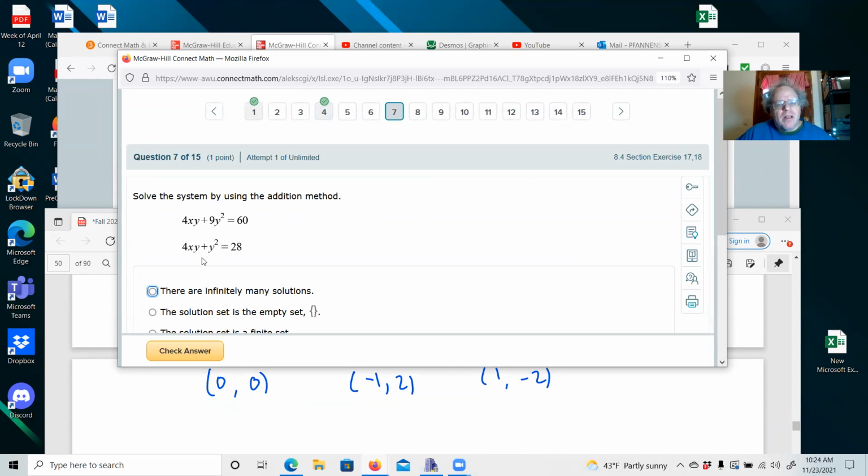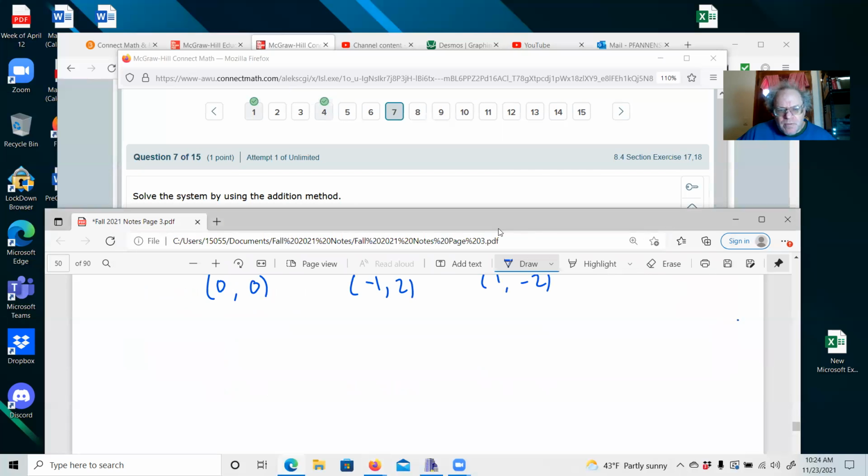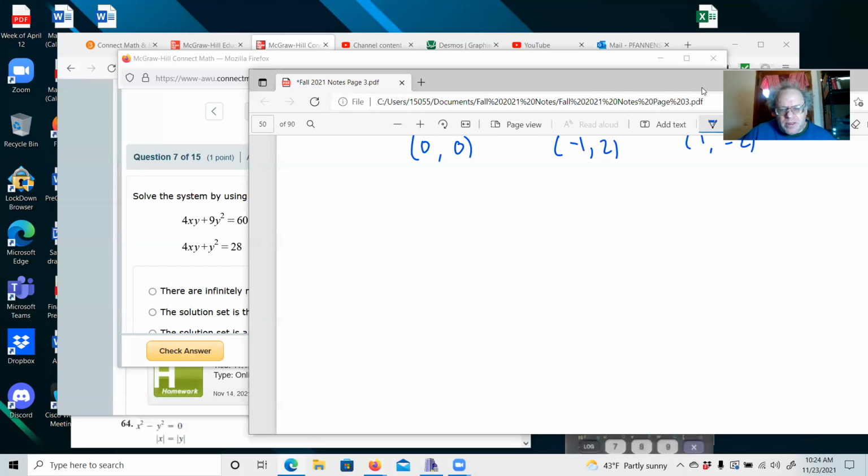Okay. So this one is solved by the addition method, the elimination method. The reason this is going to work is you see these two 4xy's here. So the thing you don't want to do, all right, let's take a look at what this is. This is 4xy plus 9y squared equals 60, and 4xy plus y squared equals 28.